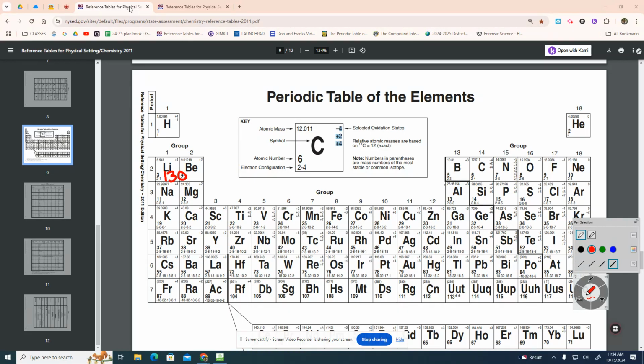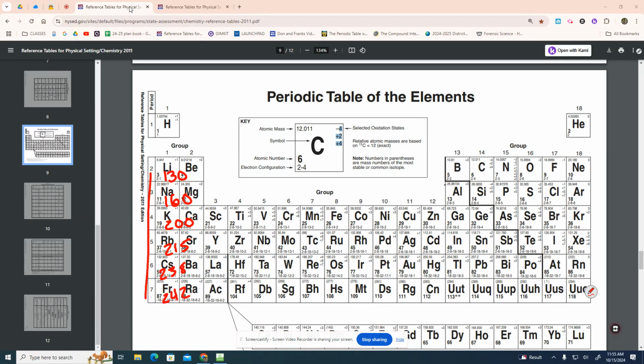What's sodium's atomic radius? 160. Potassium? 200? All right. What about rubidium? Number 37. 250, 15. 215. Cesium, 238, and this is like francium, 87, 242. What happened to the radius as you went down the group?